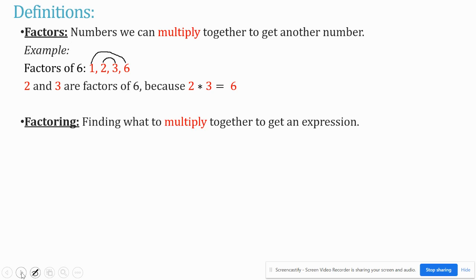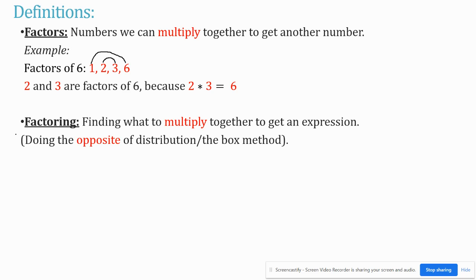Okay, so what we're going to be doing is factoring. So we're going to be finding what multiplies together to get an expression. So basically what that means, we're going to be doing the opposite of distributing, or the box method, where if something was on the outside of parentheses, we would multiply to the inside to combine them. We're going to be doing the opposite and separating them.